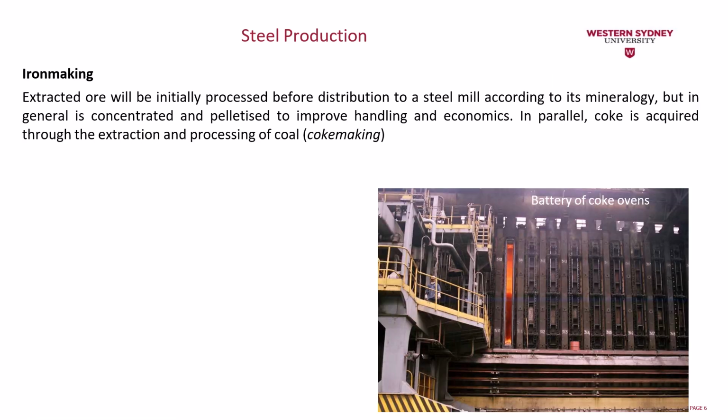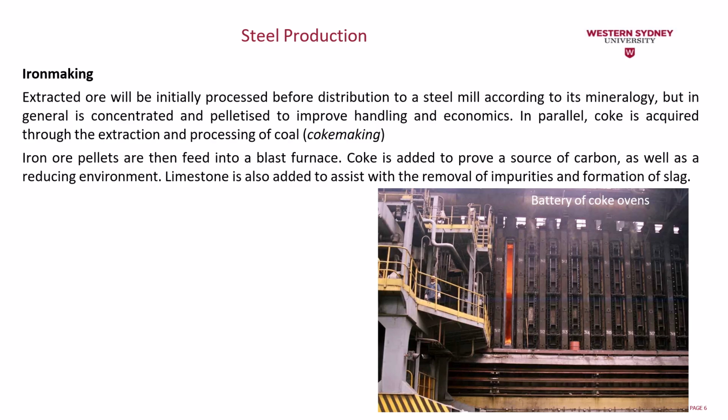So for the iron making, the ore is extracted and initially processed before distribution to a steel mill according to its mineralogy. But in general it is going to be concentrated and pelletized to improve the handling and the economics. In parallel, coke is going to be acquired through the extraction and processing of the coal by using the coke making. The iron ore pellets are then going to be fed into a blast furnace.